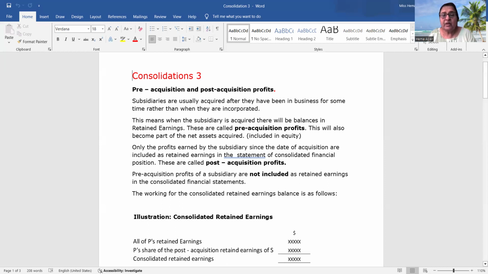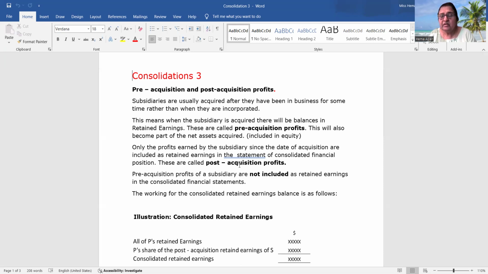When the subsidiary is acquired, there will be balances in retained earnings. These are called pre-acquisition profits. This will also become part of the net assets, that means included in the equity. At the same time, the profits earned since the date of acquisition up to the reporting date are called post-acquisition profits. In consolidation, we take only the post-acquisition profits. P Limited's share of post-acquisition profits is taken for the consolidated financial statements.